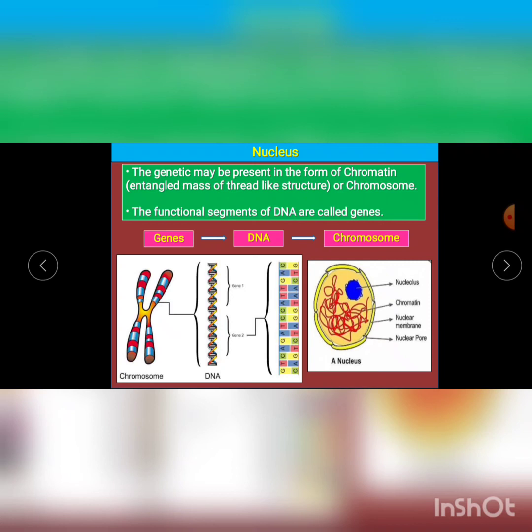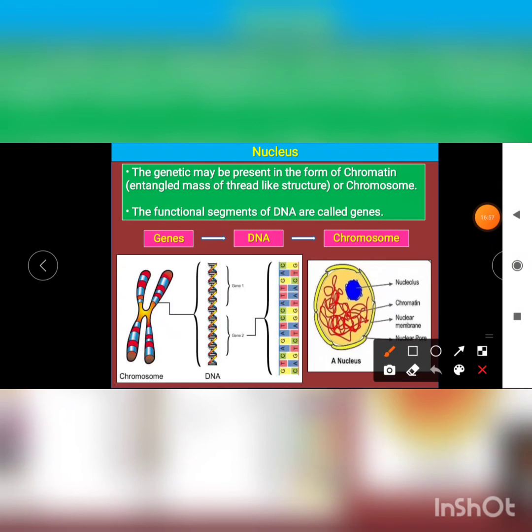The functional segments of DNA are called genes. DNA is a very long thread, you can say, and it has functional units. Not all the DNA is functional. It has some functional units in between, and those functional units are called genes. So for your convenience, you should remember many genes together make up DNA, which is a long thread-like structure, and this DNA gets coiled up around a protein called histone protein.